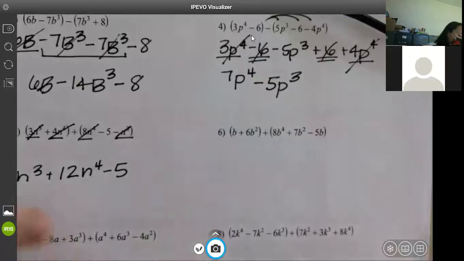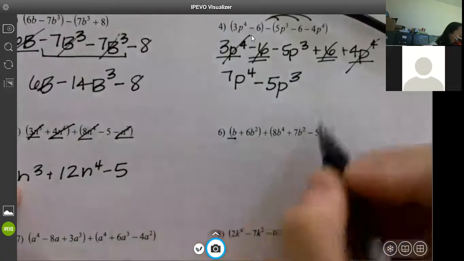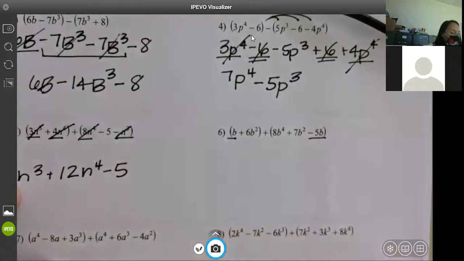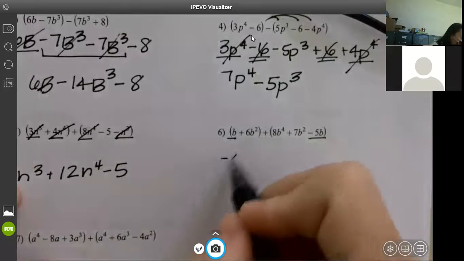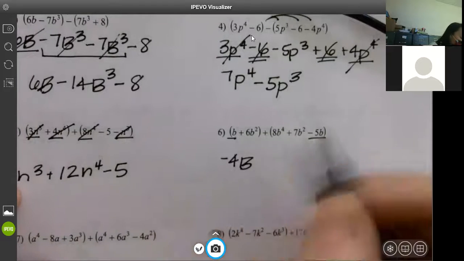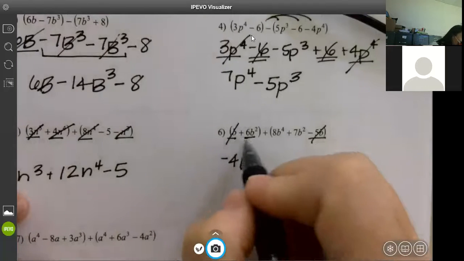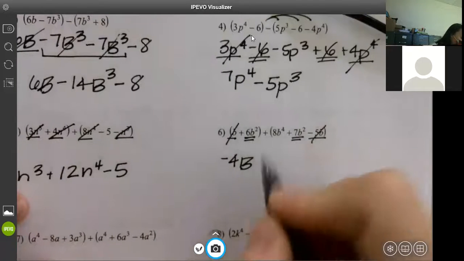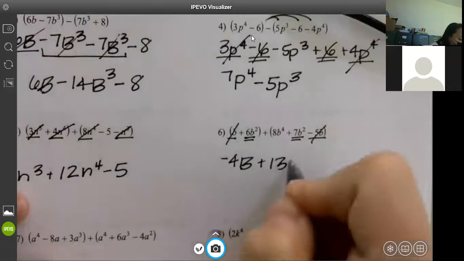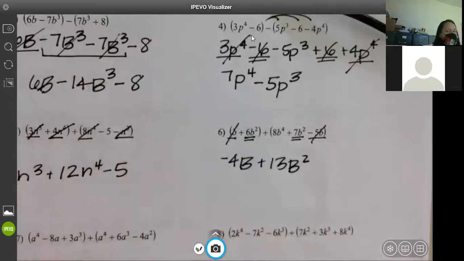Number 6, we're going to start with just a single b. So this is 1b and minus 5b. 1 minus 5 is negative 4. And what made them alike was that they were just one single b. We have 6b squared and 7b squared, which is 13b squared.